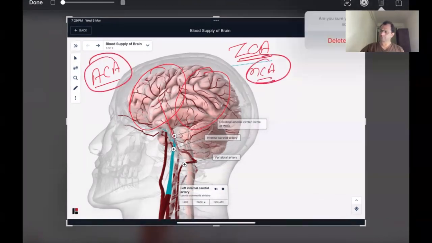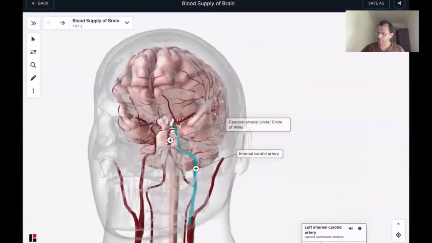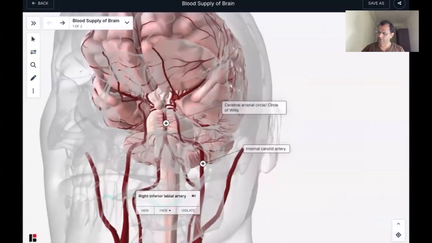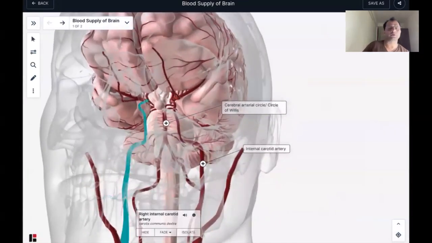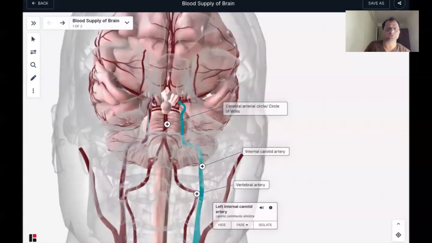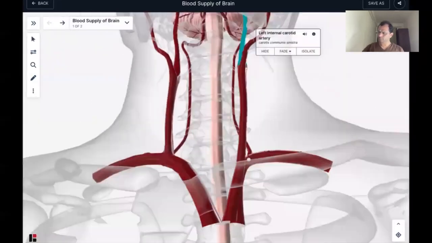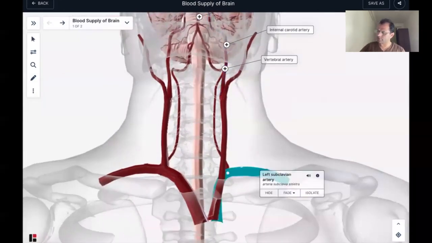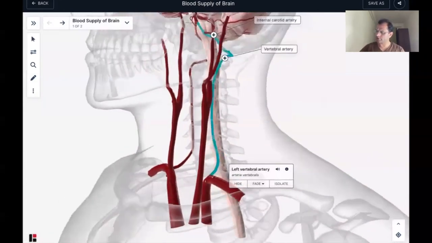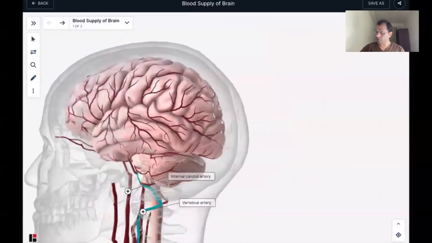So now we can see here there are two internal carotid arteries, one on the left side, one on the right side. So this is on the right side, right internal carotid artery, who is supplying the right side of the brain, and this is the left side, left internal carotid artery, who is supplying the left side of the brain. Okay, fine. So now, if we go to the back side, there is the subclavian artery having one branch, vertebral artery, who is supplying the back part of the brain. Now I say very properly.